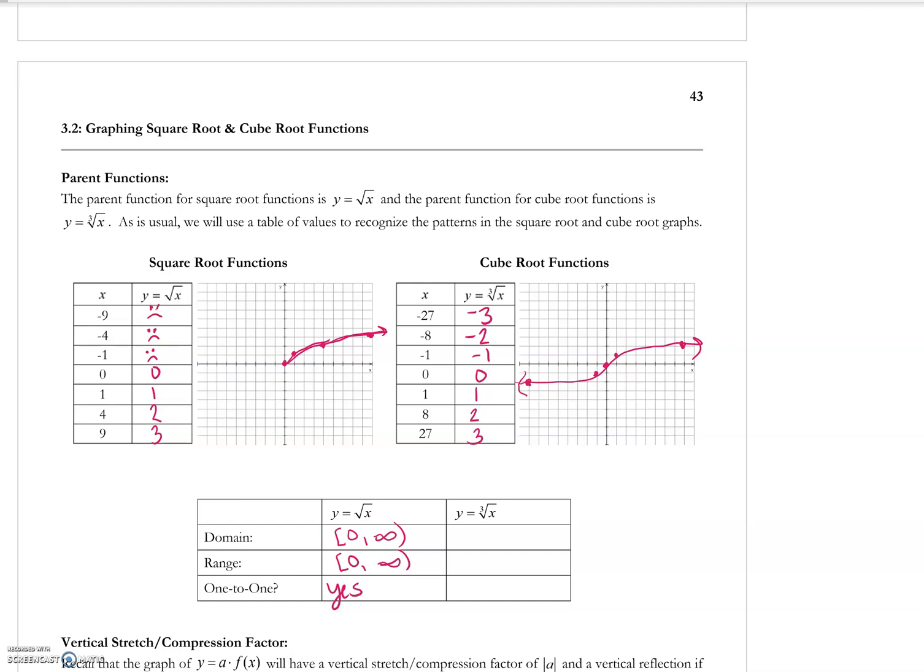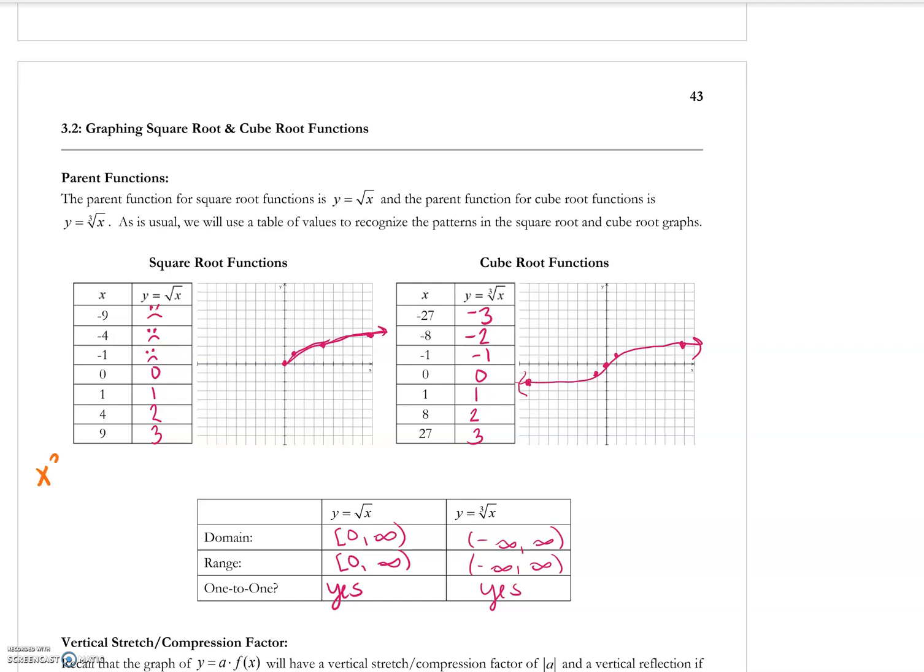For the cube root of x, my domain and range are both unrestricted. They both go from -infinity to +infinity, and it is 1 to 1 as well. So it's important to notice that these have similar patterns to our quadratic functions and our cubic functions. If we remember when we graphed those functions, we talked about over and up patterns, and since these are the inverses, those patterns are just going to switch.